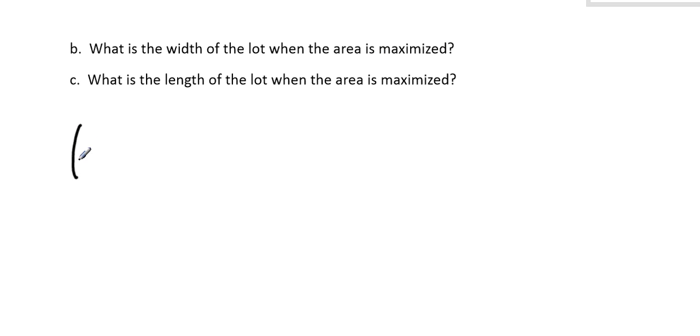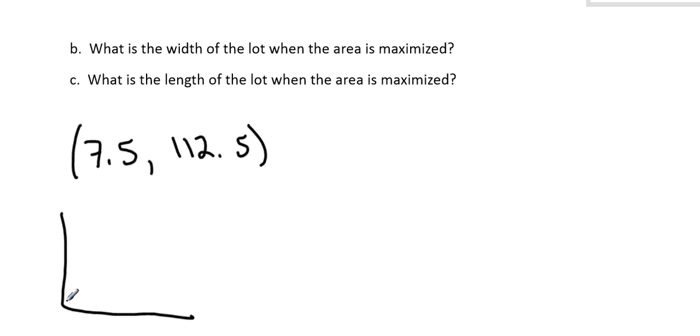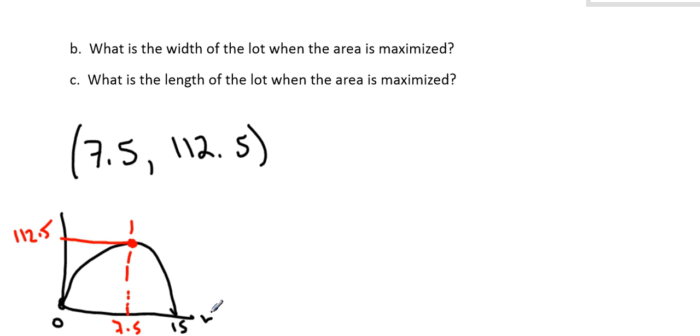Okay, so again, we had just discovered that the vertex was right here, or if you want, let's visualize. We had just discovered that we had a root here at 0, a root here at 15. So the mid value, or the axis of symmetry, was at 7.5, and that gave us a vertex of 112.5. So down here we're measuring W, here we're measuring A, so this is W comma A. So what is the width when the lot is maximized?